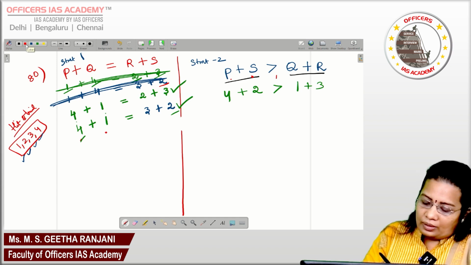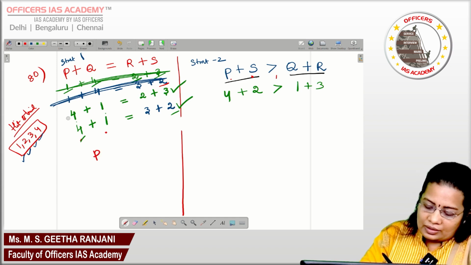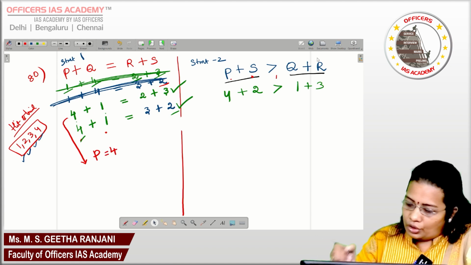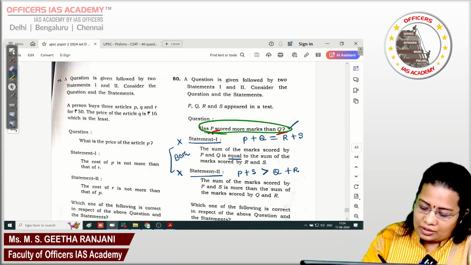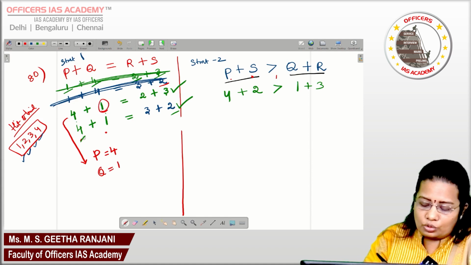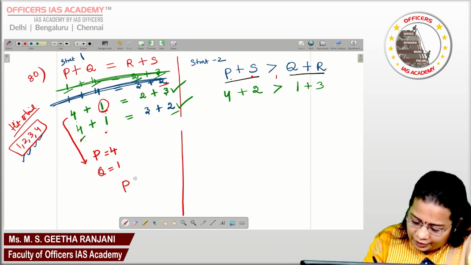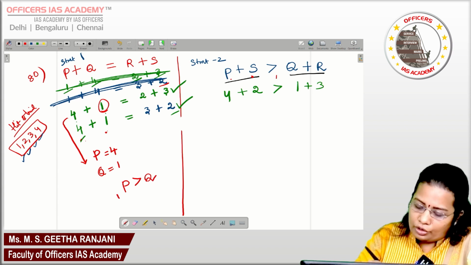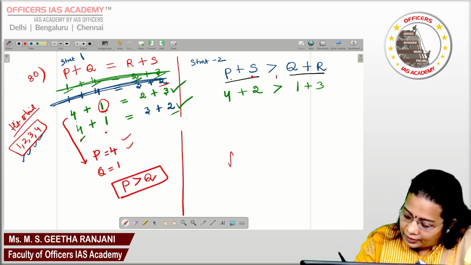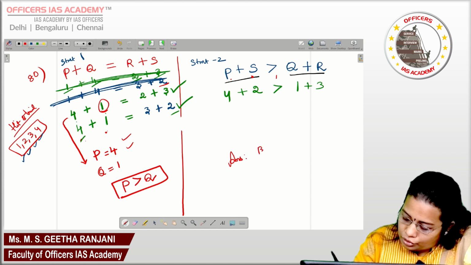So checking here, what is P's value? In this case, 4. What is Q's value? In this particular case, Q's value is 1. In both the cases, 1. Yes, definitely P is greater than Q. True in both the cases. Only one unique answer I got. So the answer is both together are sufficient.